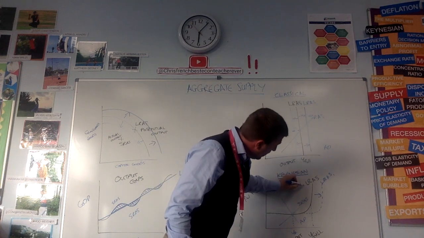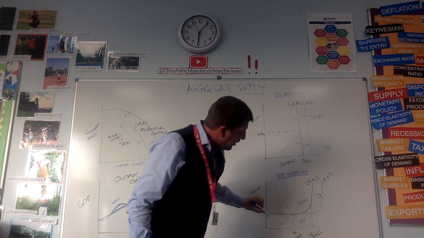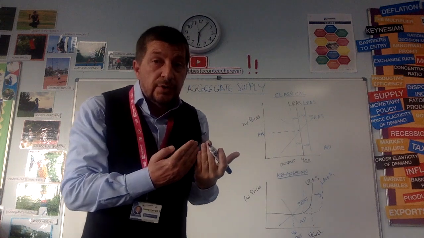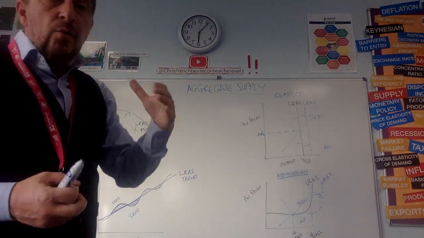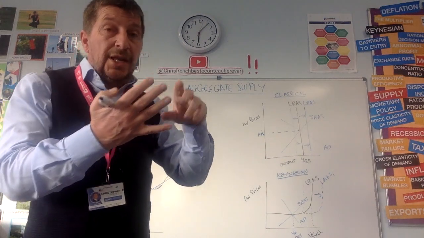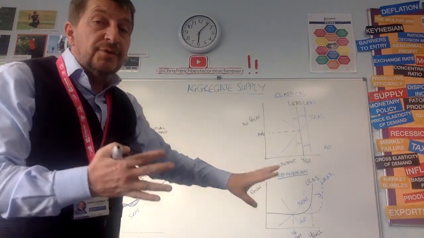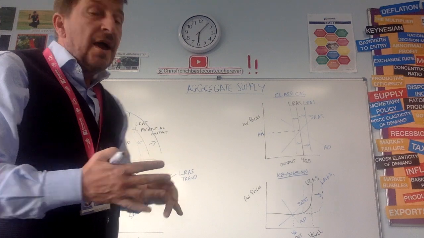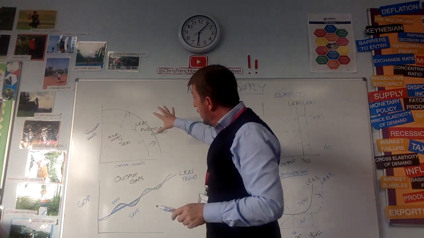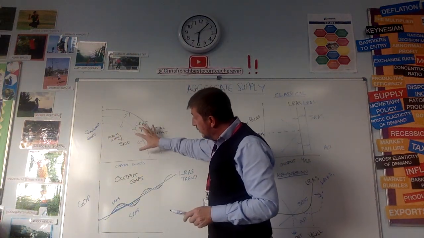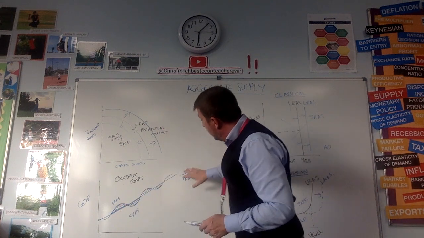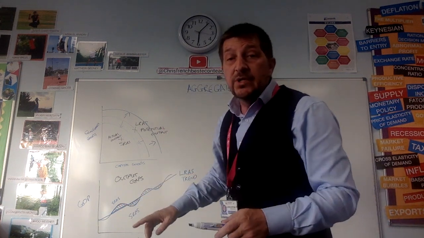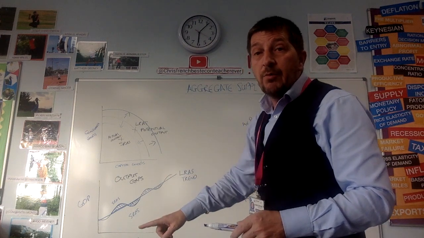And here we could even see that full employment might be reduced. So there are lots of ways that we can look at this in terms of the difference between the classical model and the Keynesian model, how to demonstrate long-run aggregate supply on a PPF, and how to show the difference between short-run and long-run aggregate supply using this graph showing output gaps.